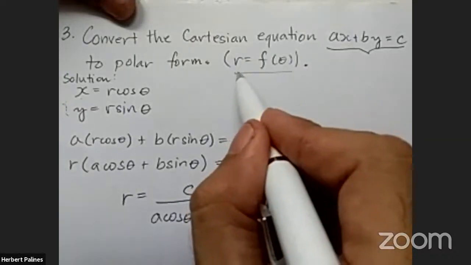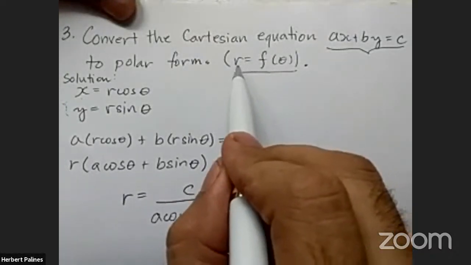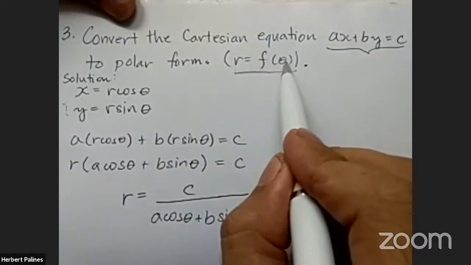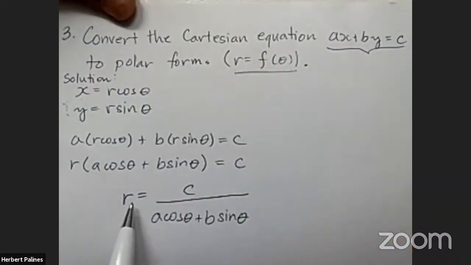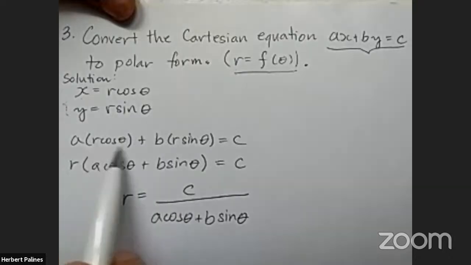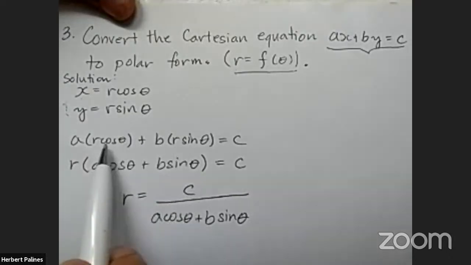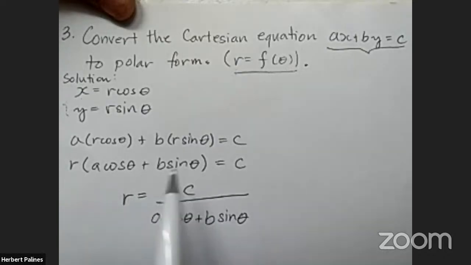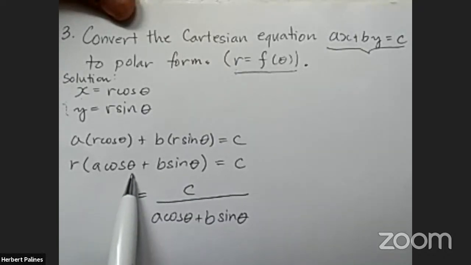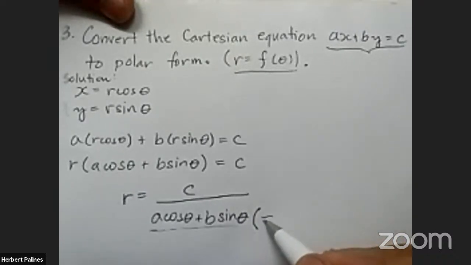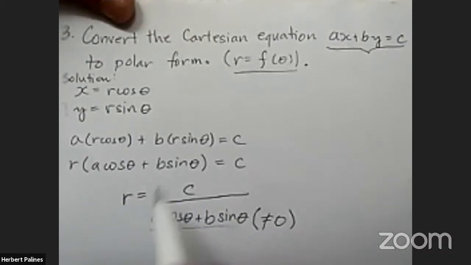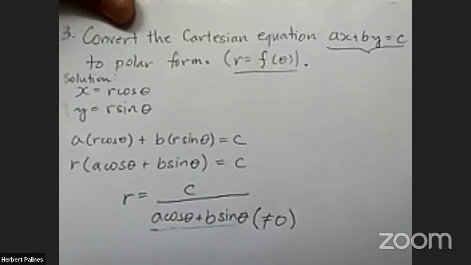And since it is required that the form should be r as a function of theta, or r equals an expression in terms of theta, you just have to rewrite this now. You factor out r from these two terms, and then divide both sides by a cosine theta plus b sine theta. Of course, there is an assumption that this expression should not be 0, no? But most of the time we don't say it explicitly. Implicitly it should be non-zero. Otherwise, it's undefined. And that's it.